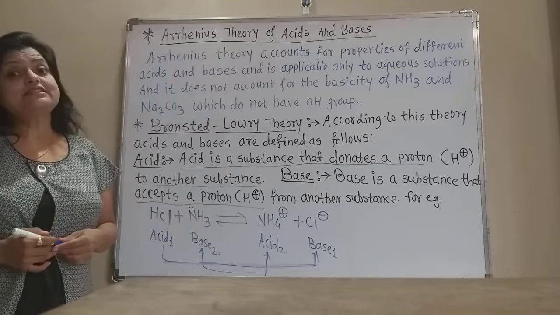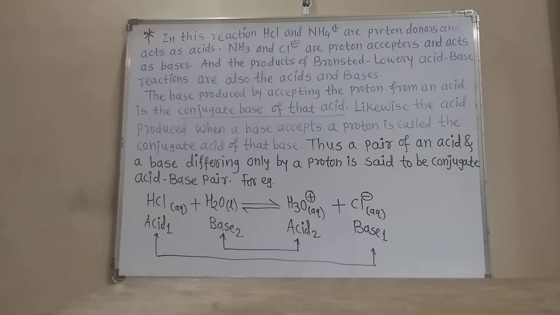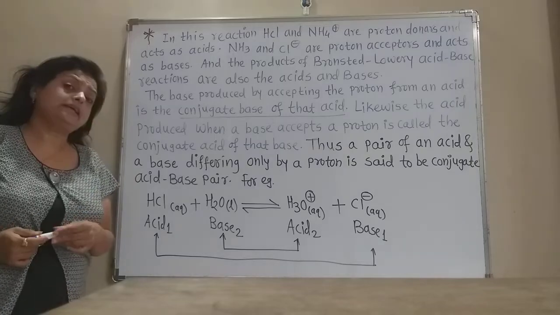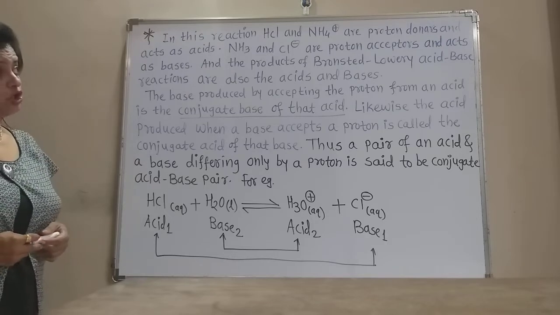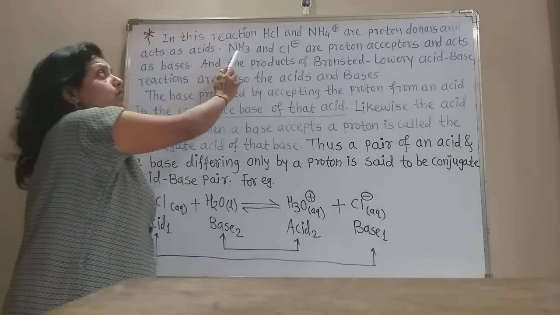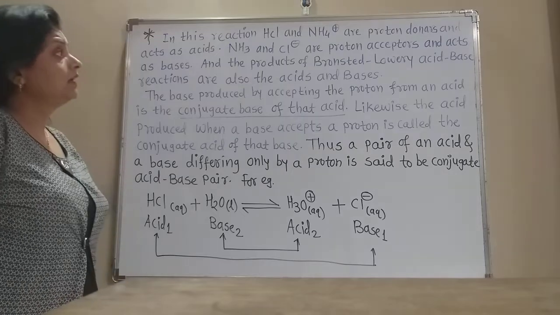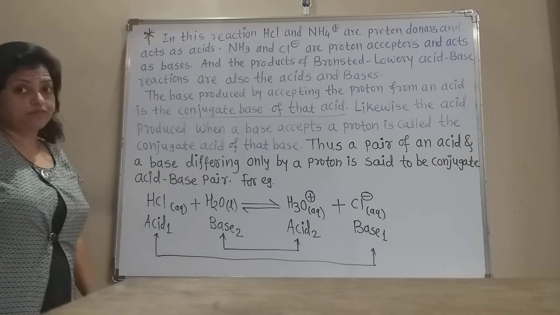Now, let us learn another example of acids and bases in this theory. Again, pay attention, students, on the blackboard. In this reaction of HCl and ammonia, the HCl and the NH4 plus ion are both proton donors, so they act as the acids. And the ammonia molecule and Cl minus ions are proton acceptors, so they act as the bases.